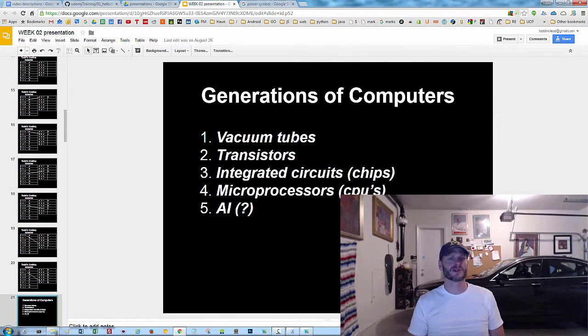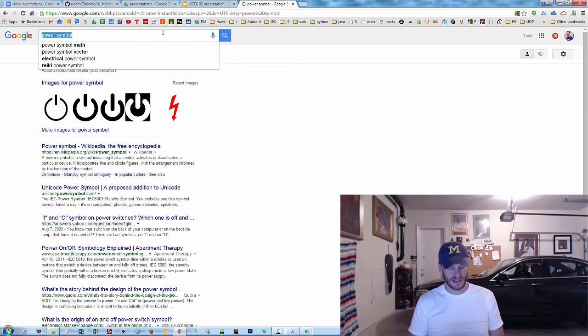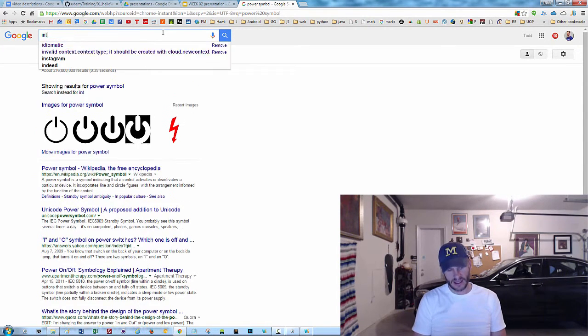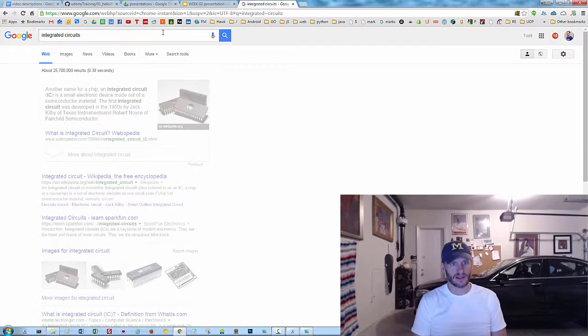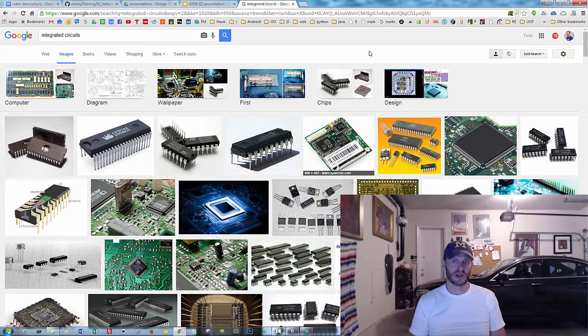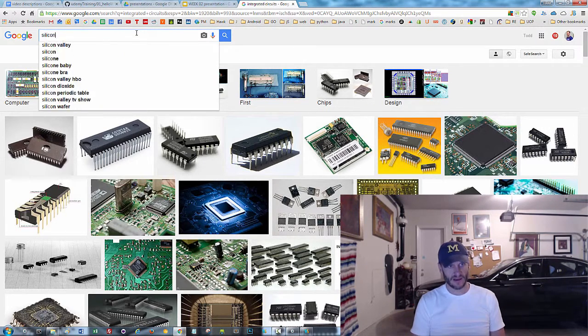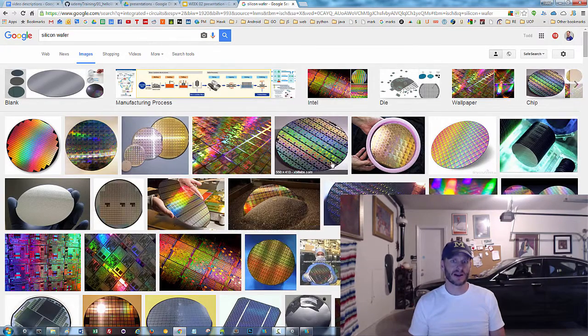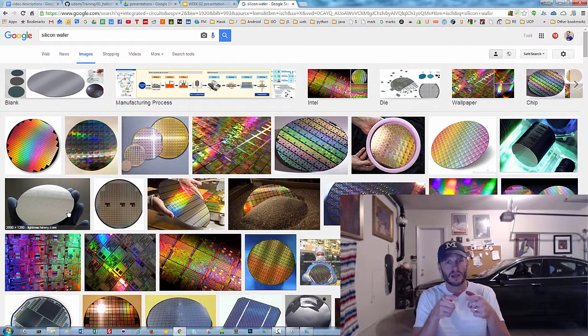So first generation computers are vacuum tubes. Second generation were transistors. And then in the third generation, we went from transistors to integrated circuits. You can also think of integrated circuits as chips, right? And so here's a chip. And what's inside that chip, that integrated circuit, is a silicon wafer, right? And so here's a silicon wafer. And if you look at a silicon wafer closely, whoa, check it out. Here this guy's holding a silicon wafer, and on that silicon wafer, they print them onto one big chip, one big wafer, one big board.